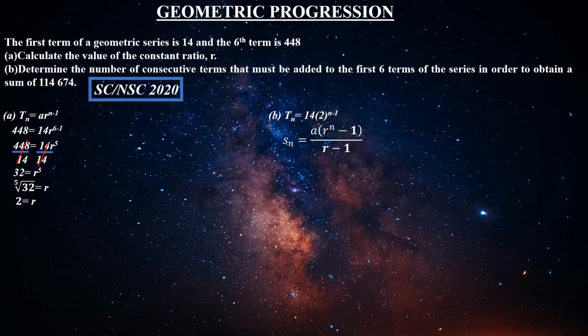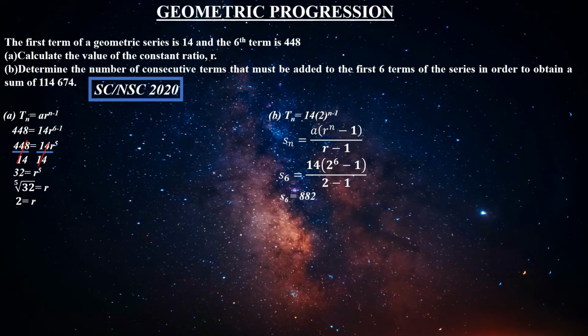Now we're going to find the number of consecutive terms that must be added to the first 6 terms in order to obtain a sum of 114,674. Let's find the sum of the 6 terms first, without adding anything. So a is 14, the first term, r is 2, and n is 6. I'm going to divide by 2 minus 1, since r is 2. If you simplify, I'm going to get 882.